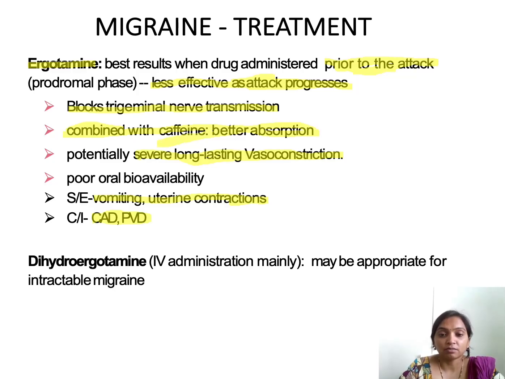Dihydroergotamine is another form, and this is administered IV mainly, and it may be used appropriately for intractable migraine.